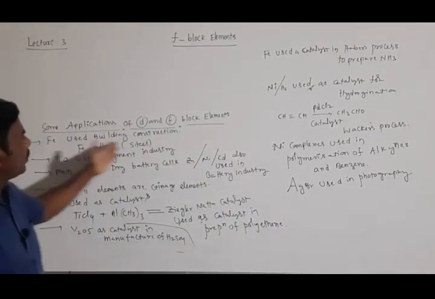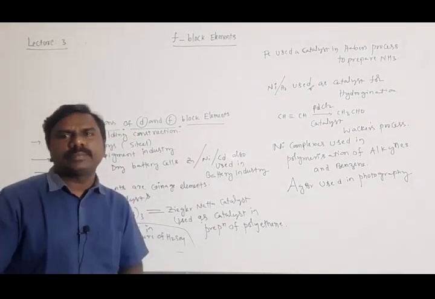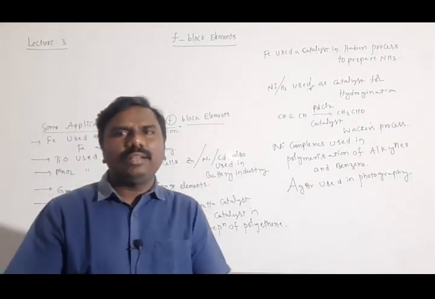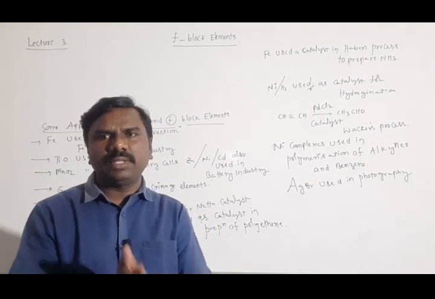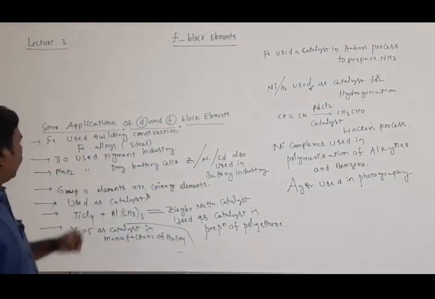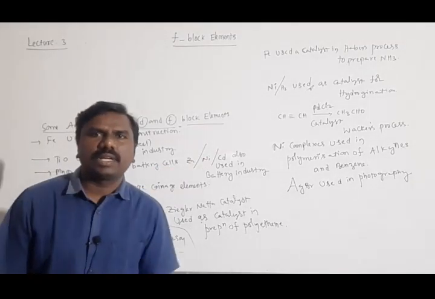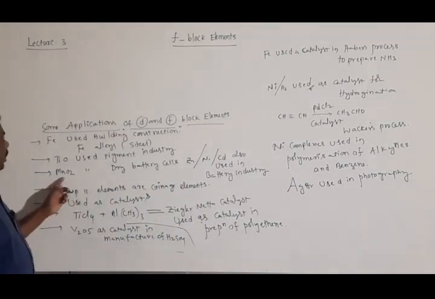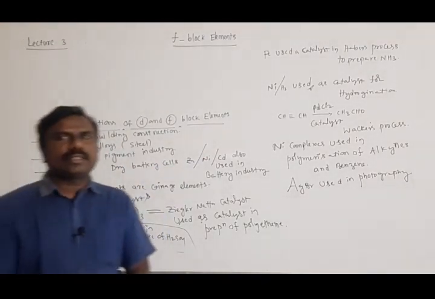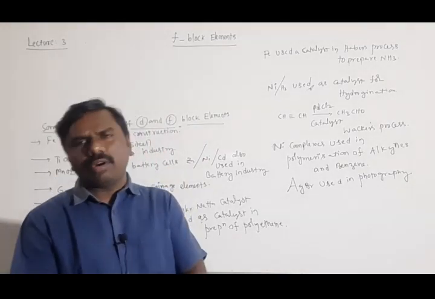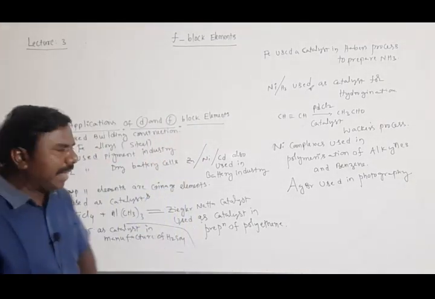So iron is especially used for building construction. Iron alloys are there like steel. To prepare hard materials we will use iron alloys. And titanium oxide is used in the pigment industry, it means the color industry. MnO2 is used in dry cells. Nickel, zinc, cadmium rods are used as electrodes in batteries.